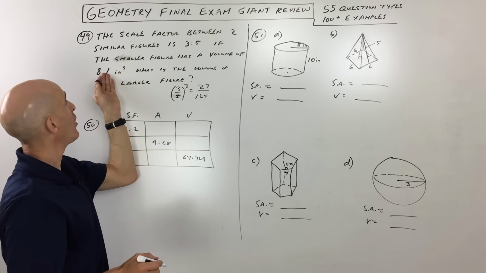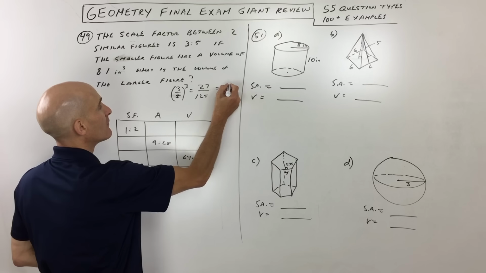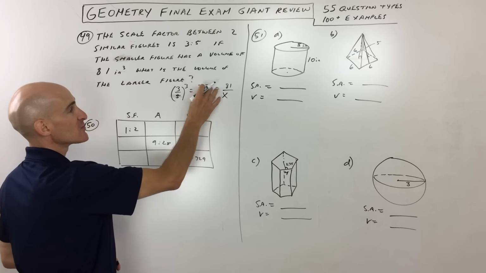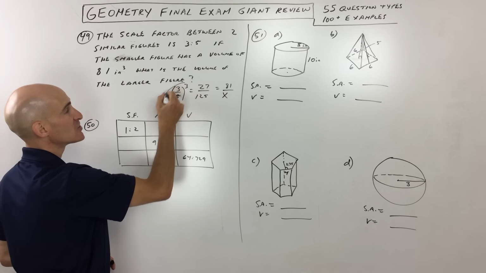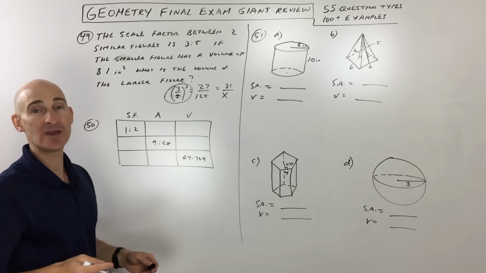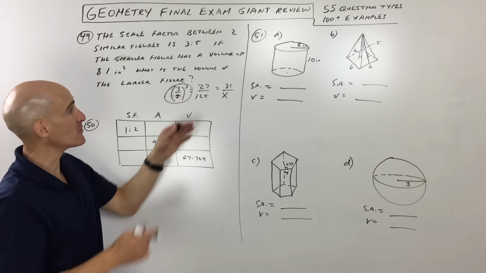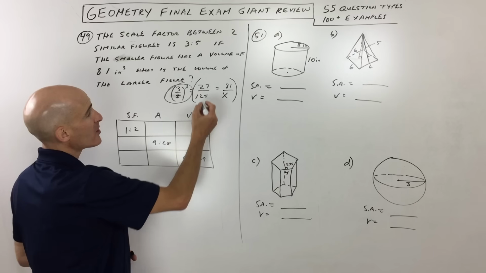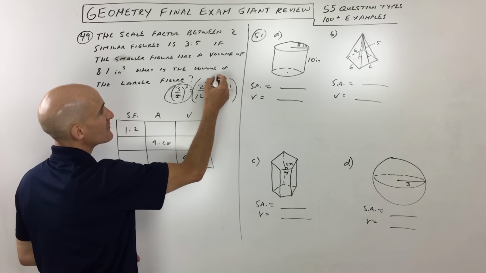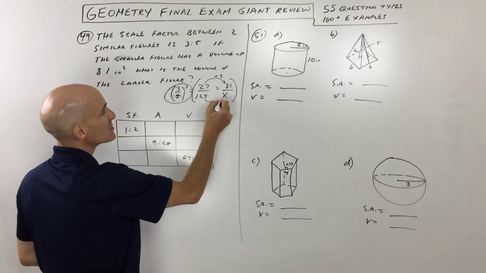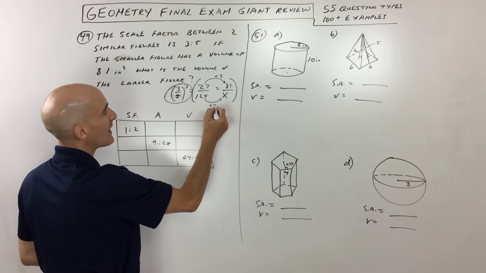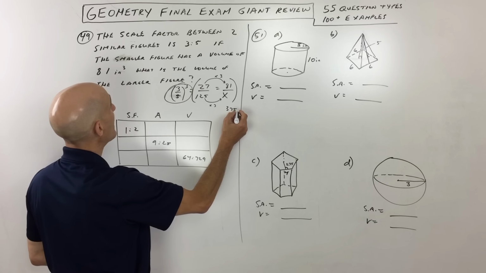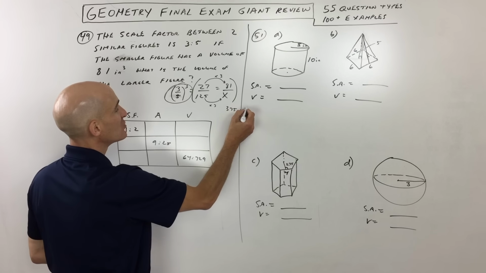So in this case, the smaller figure has a volume of 81. We want to find the volume of the larger figure. So small to large, small to large. The key was we had to do this operation of cubing the scale factor to get the ratio of the volumes. Now we can make a proportion here. You can cross multiply and solve, or here's another little technique. 27 times 3 is 81. So if I multiply the numerator by 3, I have to multiply the denominator by 3. That's going to be 125 times 3, which is 375 inches cubed.